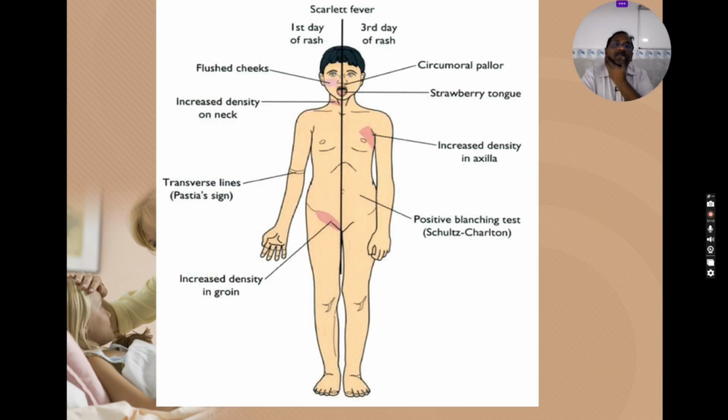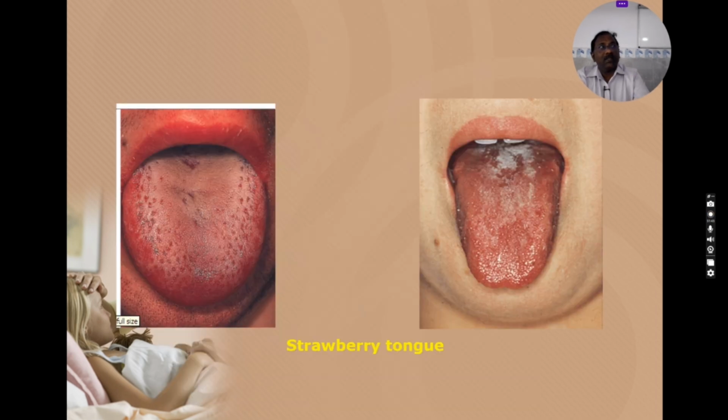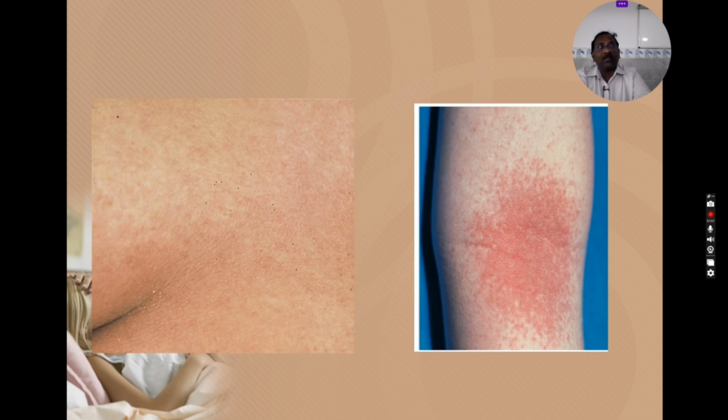So this is the first day rash and the third day rash. On the right half of the body, you are seeing the first day rash, or the flushed cheeks, increased density on the neck, transverse lines, that is called Pastia signs, and increased density in the groins. The third day: circumoral pallor, strawberry tongue, increased density in the axillas, and positive blanching test. See the typical strawberry tongue caused in scarlet fever caused by Streptococcus pyogenes. See the rash here.